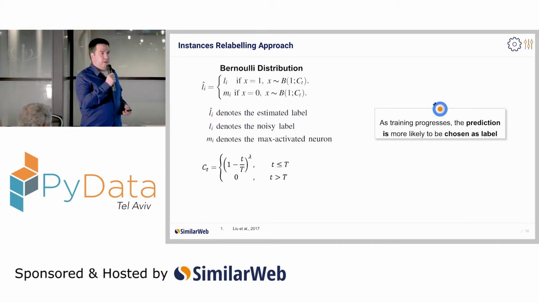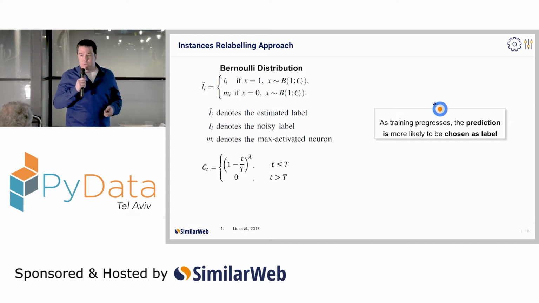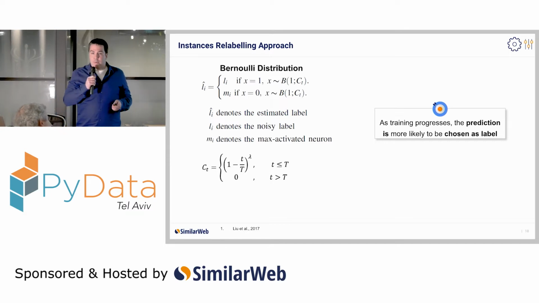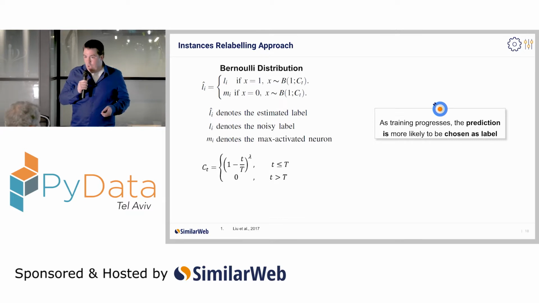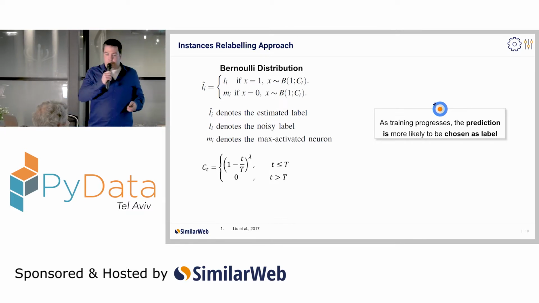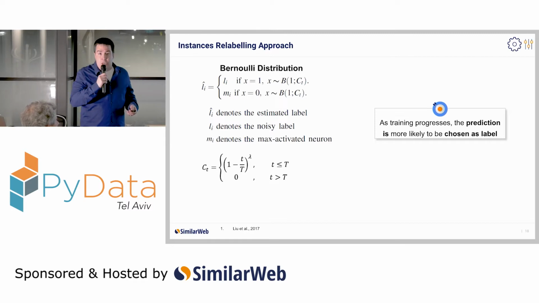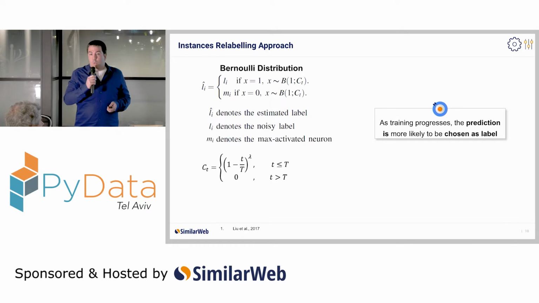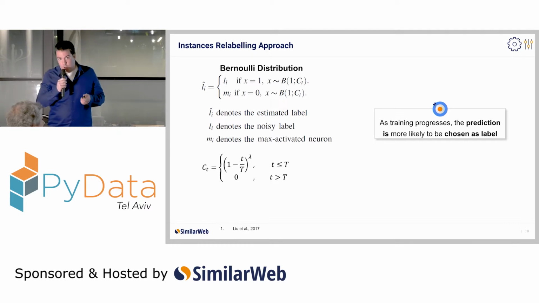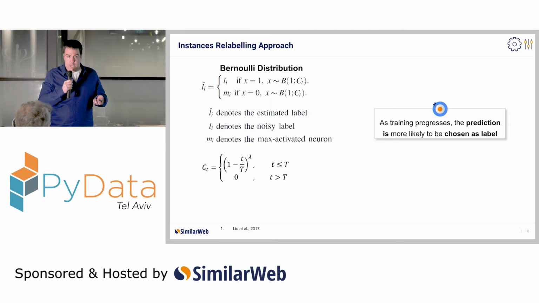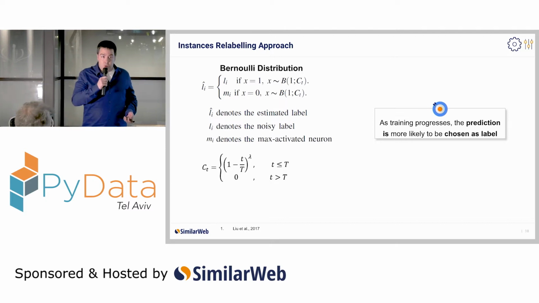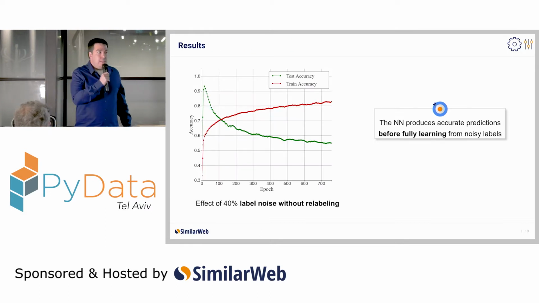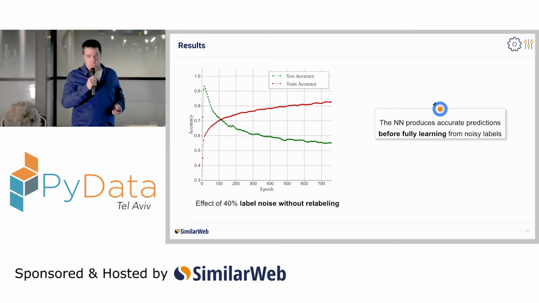To achieve this effect, the probability of the Bernoulli distribution was selected to follow a decaying exponential function of the number of epochs from the beginning of the training. As such, as CT decreases, the probability of selecting the max activated neuron increases, where if CT equals 1, we only choose the original labels as labels, and if CT equals 0, we only select the max activated neurons as labels. In the next two slides, I'm going to show you the results of this experiment.